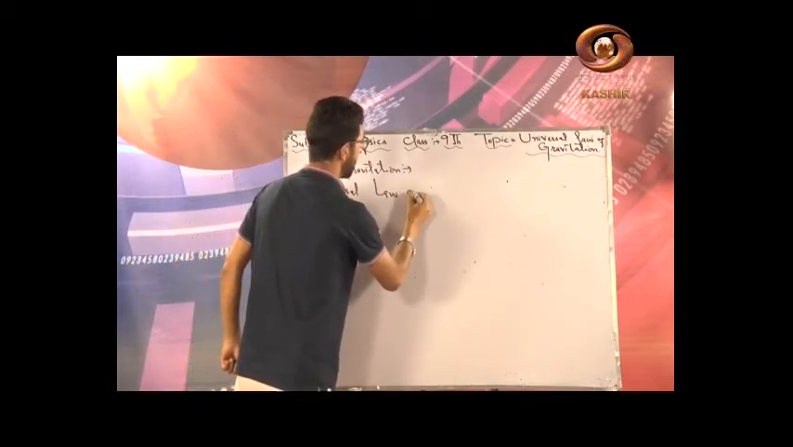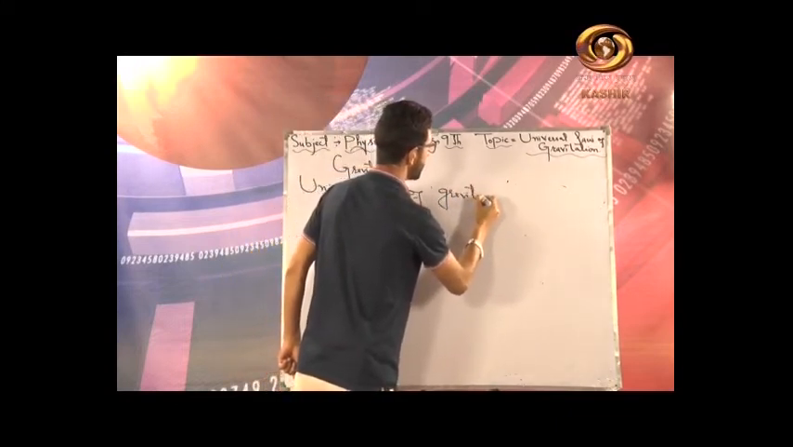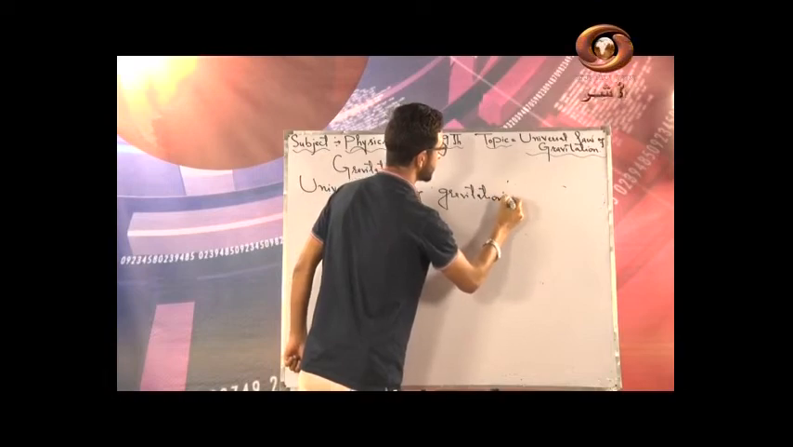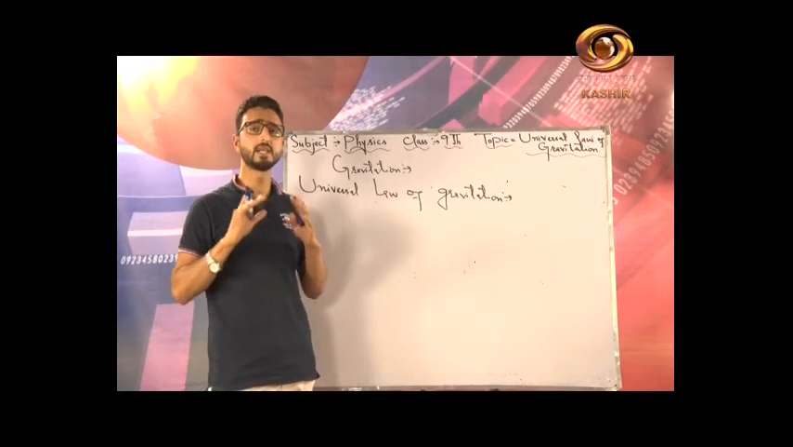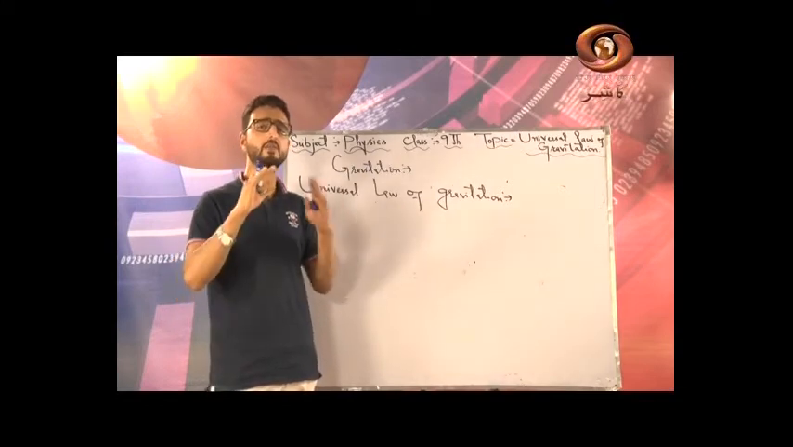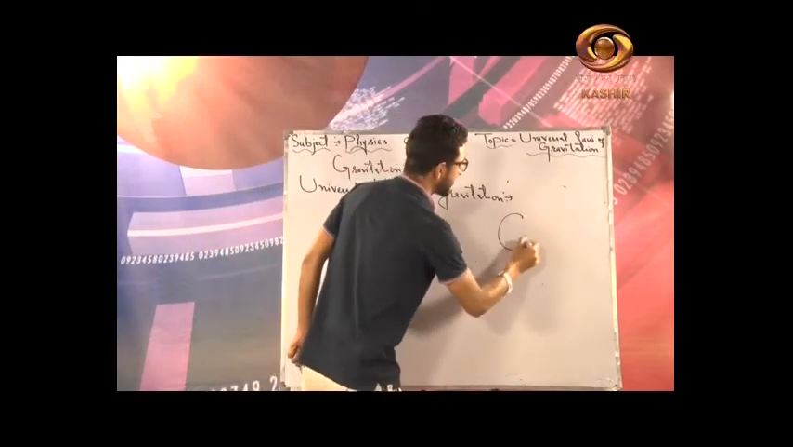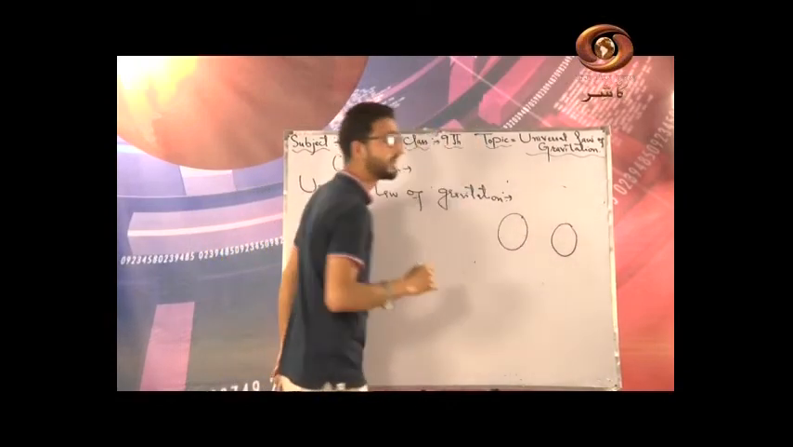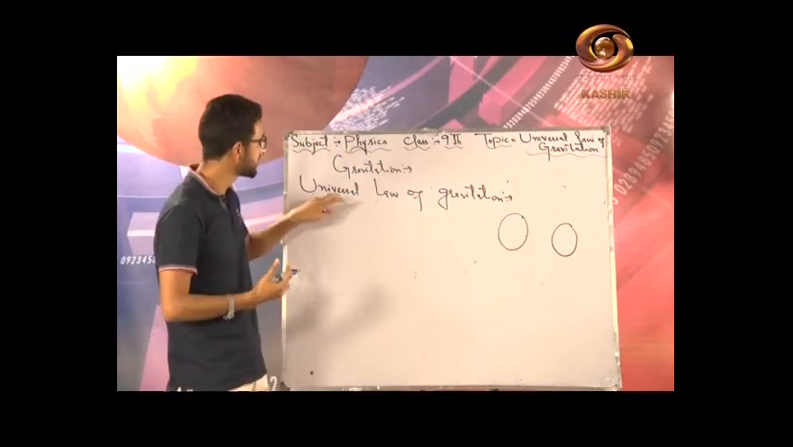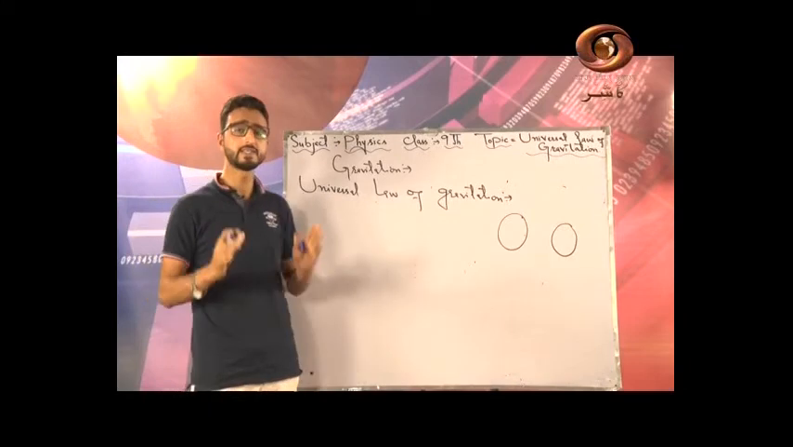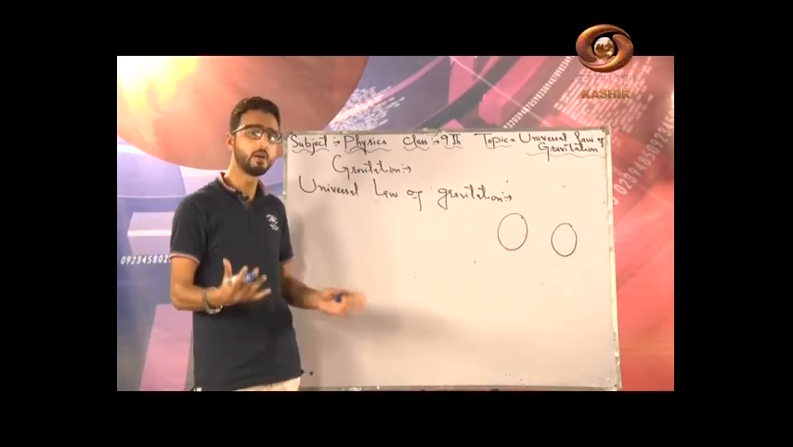Universal law of gravitation. Why universal law of gravitation? Why is it called the universal law of gravitation? Why universal? Because it is applicable to all the bodies, whether the bodies are small, whether the bodies are big, whether the bodies are celestial or terrestrial bodies, or you can apply it anywhere in the universe. That is why this is called the universal law of gravitation, or you can simply say Newton's law of gravitation.